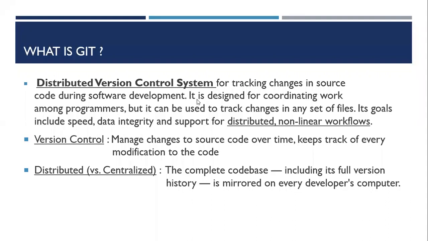Okay, so as I've mentioned here, it is designed for coordinating work among programmers, but it can be used to track changes in any set of files. So it has support for distributed non-linear workflows. So we don't necessarily need a central version control system to manage our code. Every developer can have the complete history of the code on their local machine with the help of Git. Okay, then let's go next.